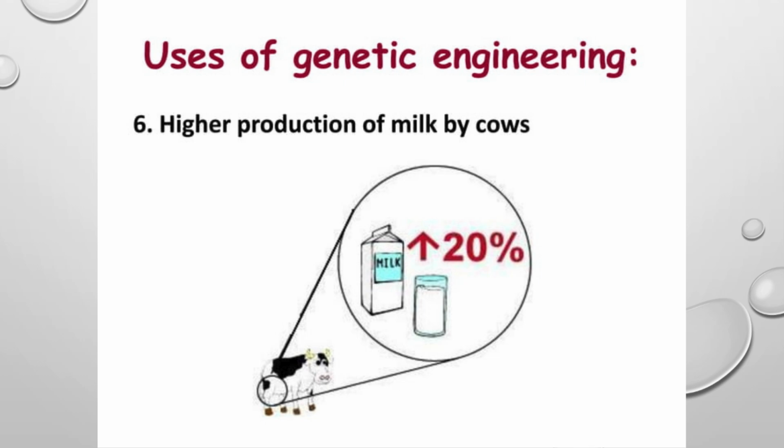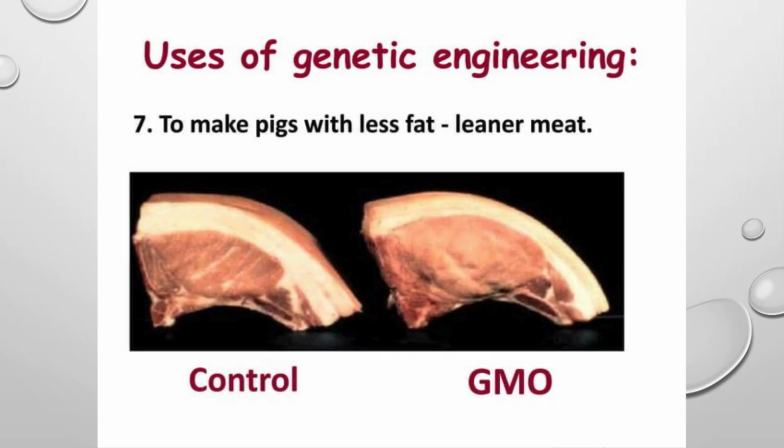Number six, higher production of milk by cows. Genetic engineering can help cows produce more milk. In simpler terms, scientists can change the cow's genes so that it can make more milk than normal, sometimes up to 20% more. This means farmers can get more milk from each cow, helping to increase food supply and make dairy products more available.